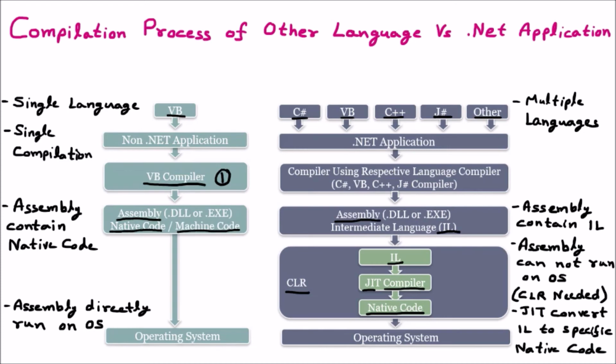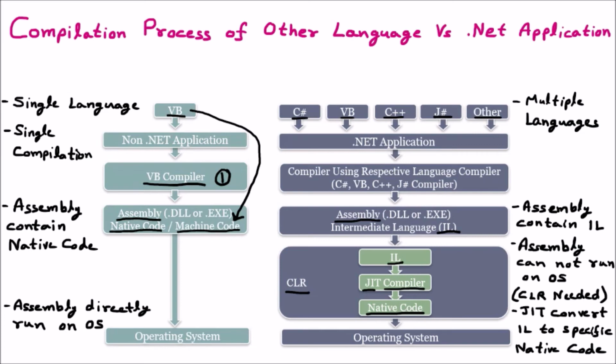And if we talk about the single compilation, we know that if we are writing the code in VB, then we are converting this code directly to machine code or native code, and this code runs on the operating system, no problem. But if we talk about .NET, here we have two compilations.